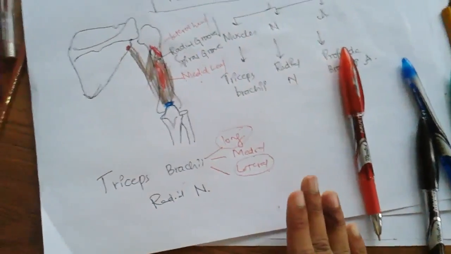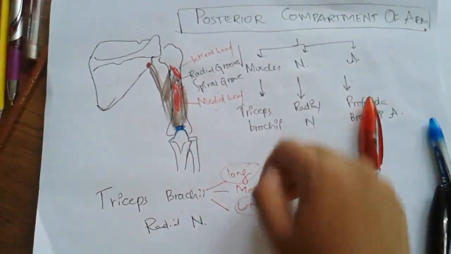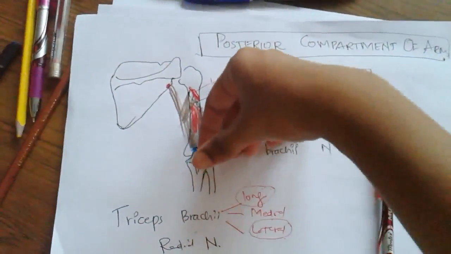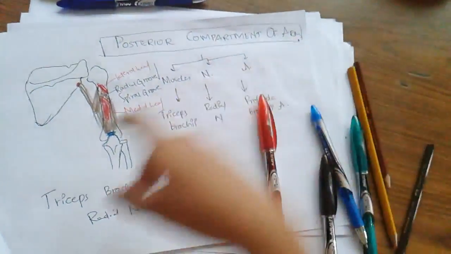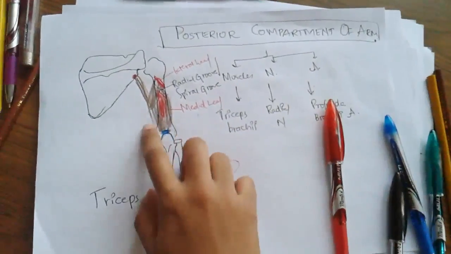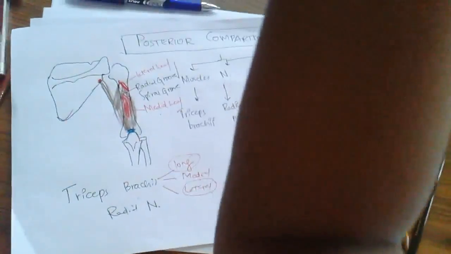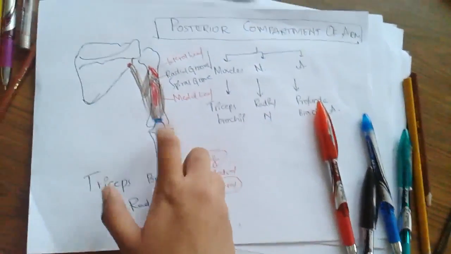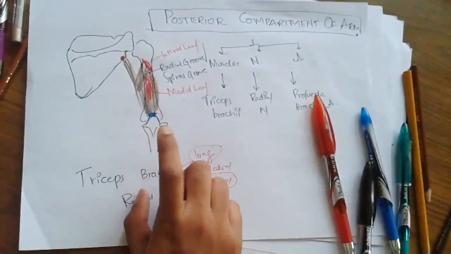And what's the action of triceps? Whenever the triceps contracts, you can see that this moves like this. The triceps is present in the posterior compartment. If the arm is in a semi-flexed position and the triceps contracts, then there will be extension. So the triceps helps in extension of elbow. It does nothing but extension of elbow.